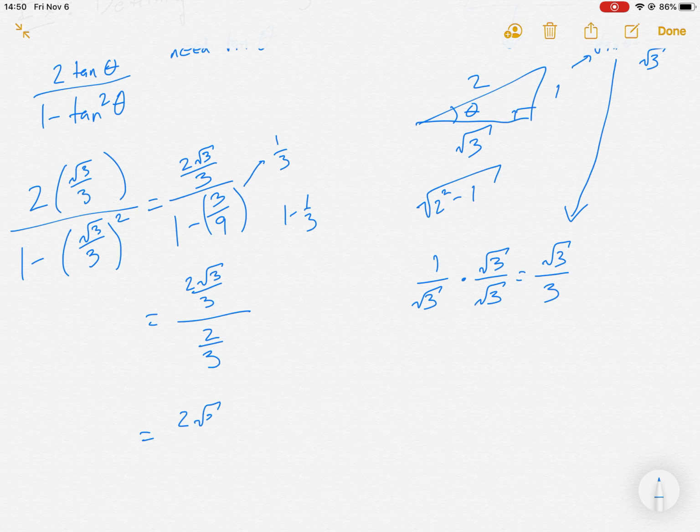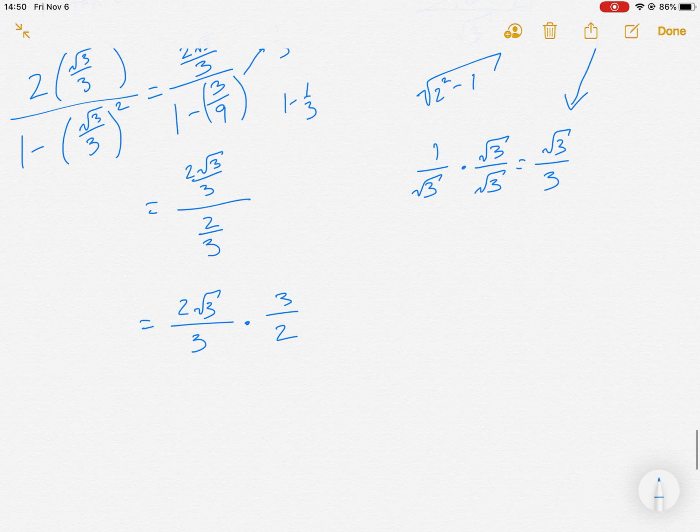Now I'm going to multiply the numerator by the reciprocal of the denominator, so 3 over 2. And I mentioned this in a previous video. This is going to end up being a 3 divided by a 3. So this 3 and this 3, I can just cross out to 1. And then this 2 and this 2 are also just going to be 1.